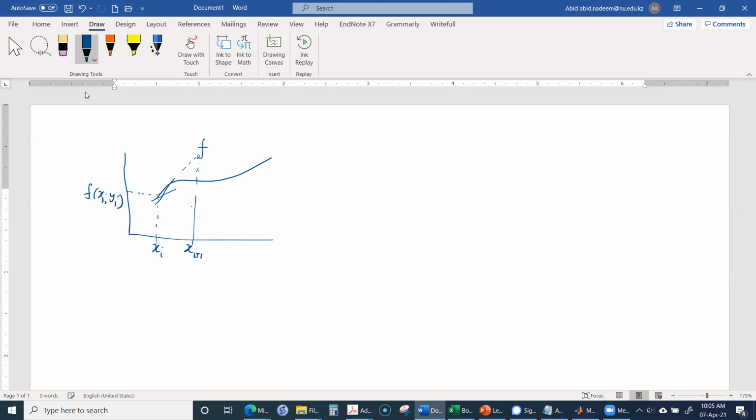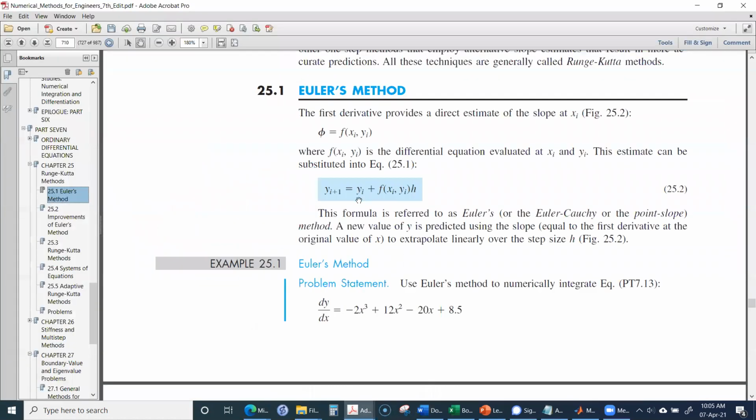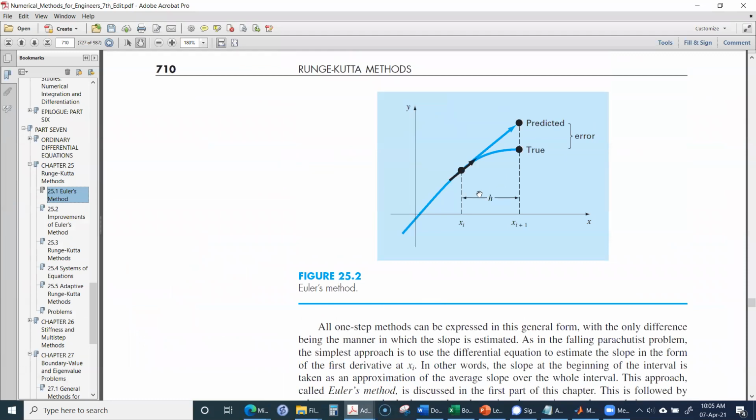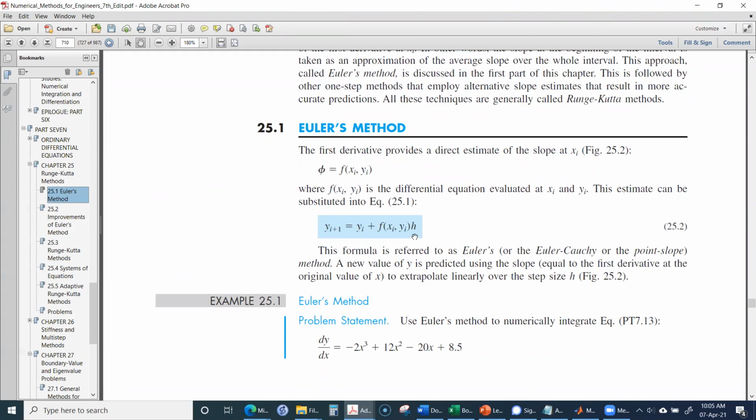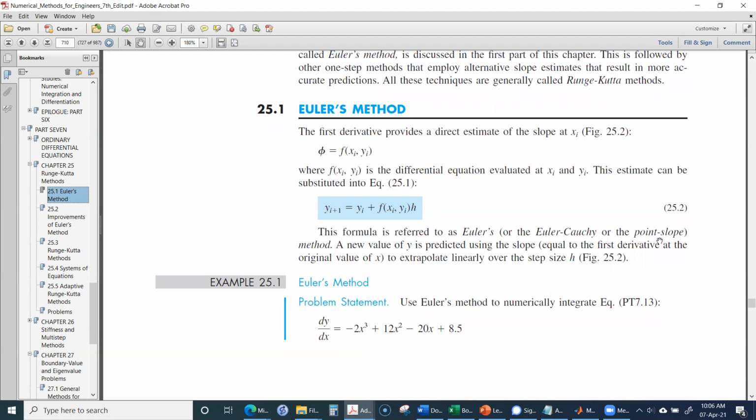This point can be calculated as the intercept plus the initial value plus the change in this vertical distance. So here we have y_{i+1} is equal to y_i plus f(x_i, y_i) into h. In this way we can represent it, where h is the difference between the two x values, x_{i+1} minus x_i. This formula is referred to as Euler's or Euler-Cauchy or the point-slope method.